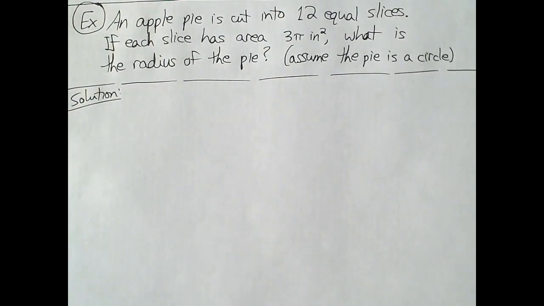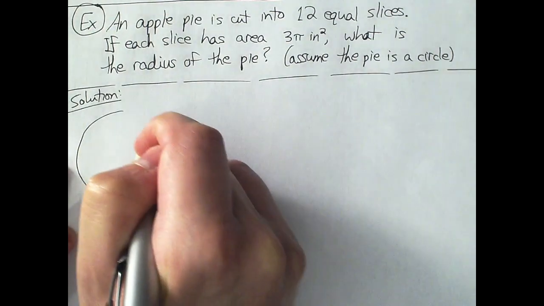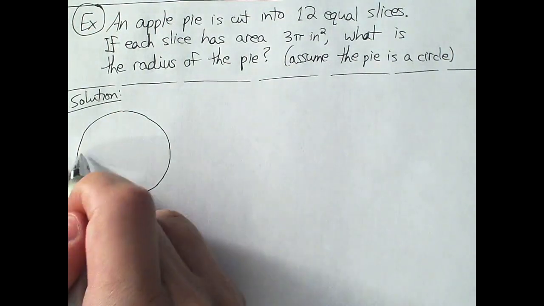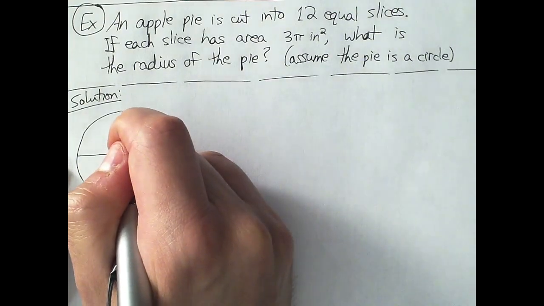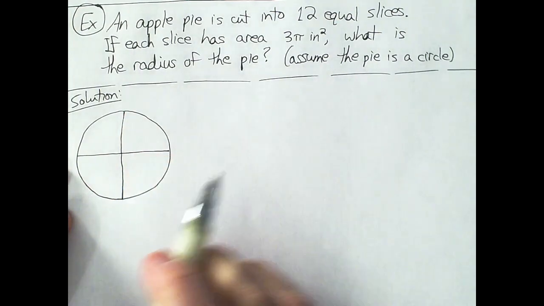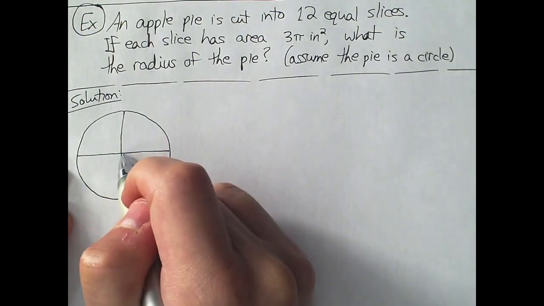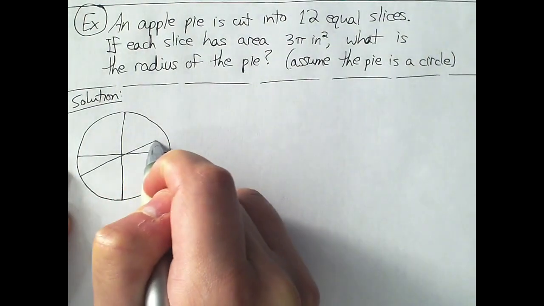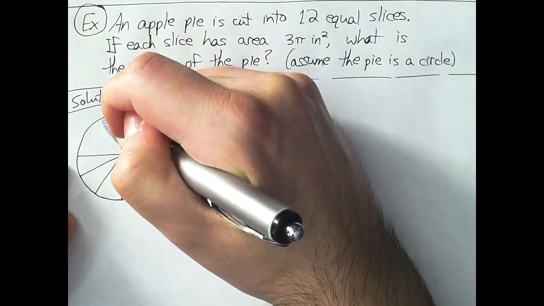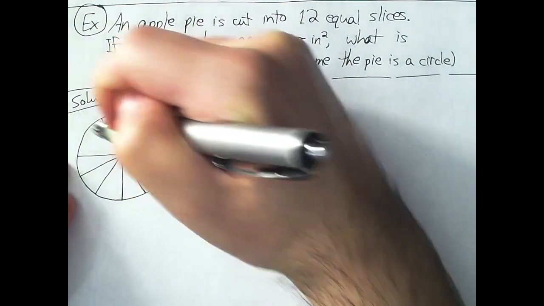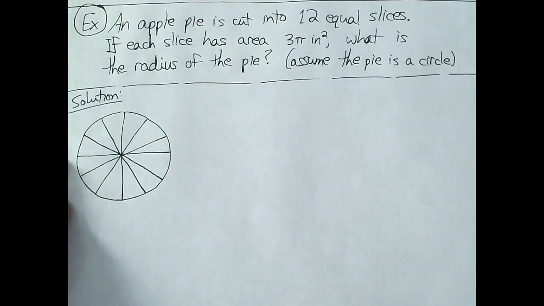Okay, so I decided to draw a picture for this one. I just drew a circle, and then I tried to cut it into 12 equal slices. So how do we do that? Maybe we cut it like this. We've cut it into 4 pieces, and then each of those 4 pieces needs to be cut into thirds. So maybe do something like this. It's okay if it doesn't look exact. All right, 12 equal slices.